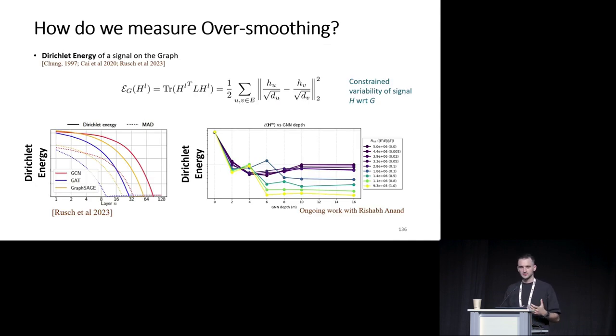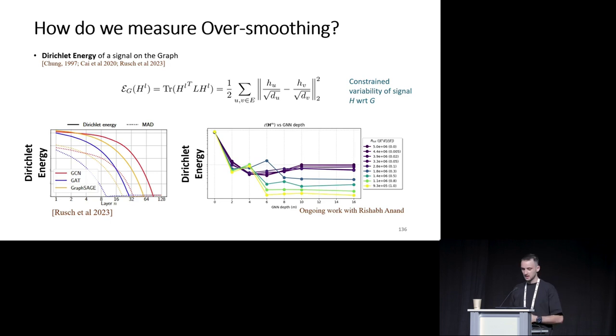Okay, now we know what Dirichlet energy is. So the more similar the features are, the lower the Dirichlet energy. And we see here a couple of experiments, one from the survey by Rusch et al., showing that in GNNs, as the number of layers increases, the Dirichlet energy decreases. And not only that, but in this example that I made with Rishabh, the denser the graph is, so the denser is yellow and the more sparse is purple, the faster is the convergence.